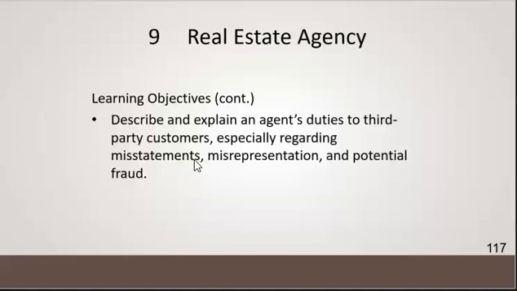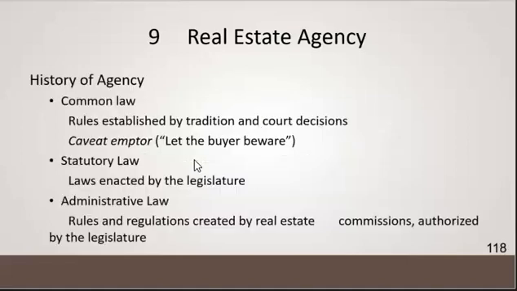We're also going to talk today about your fiduciary, that's a funny word, fiduciary duties that you will inherit when you create agency. All right? Any questions on that? Cool. So let's get started.